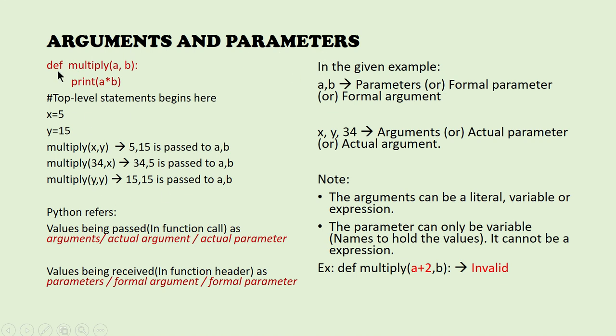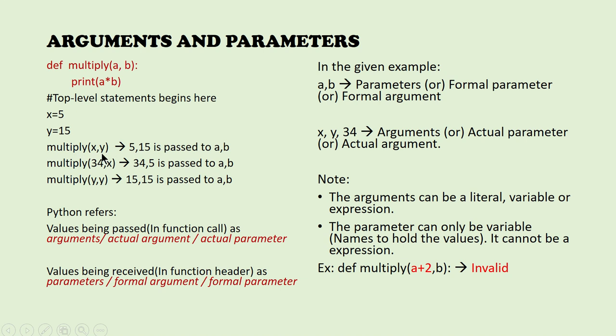Def multiply of a comma b. There is a function which takes two parameters and then prints a star b. This is a function definition, and the top level statements, the main program, starts here. So I have initialized the variable x with 5, y with 15, and these are all function call statements. So multiply of x comma y.